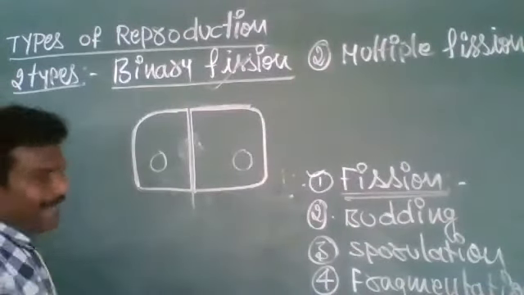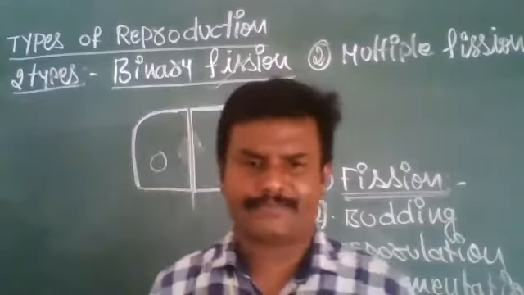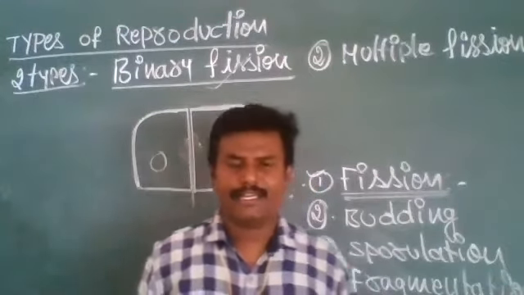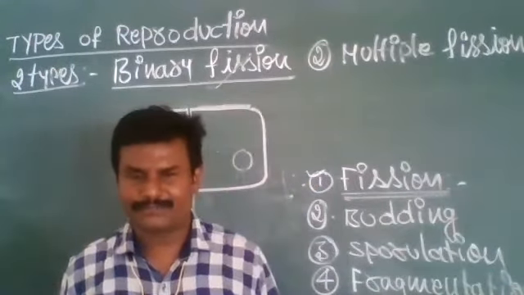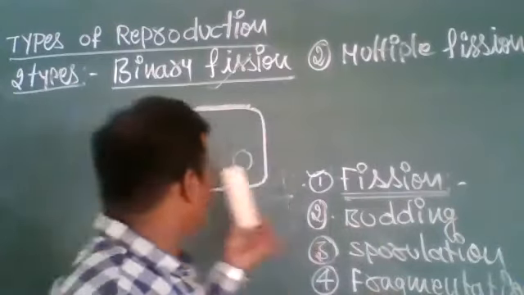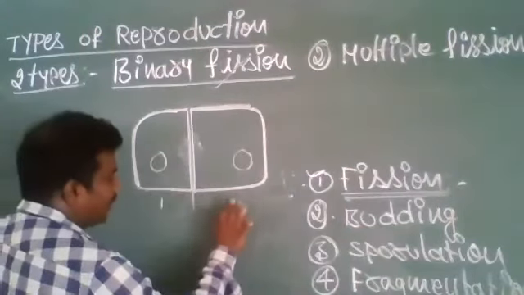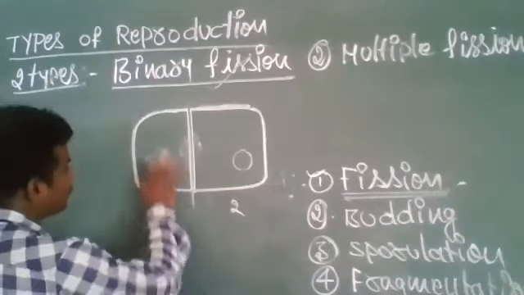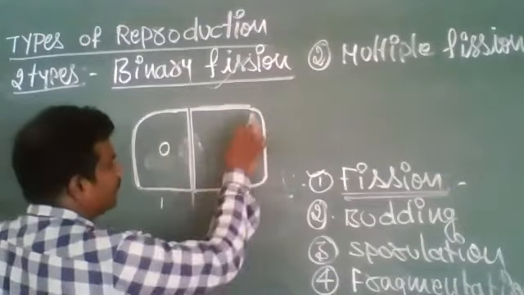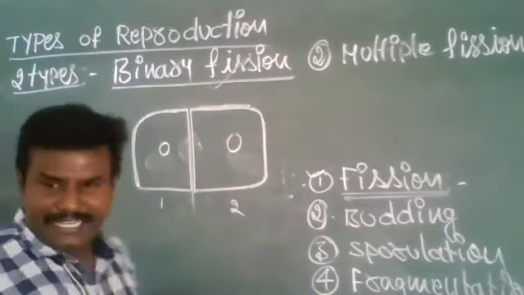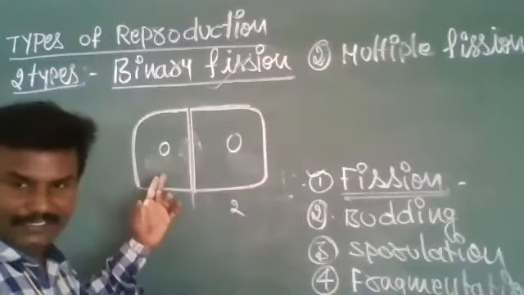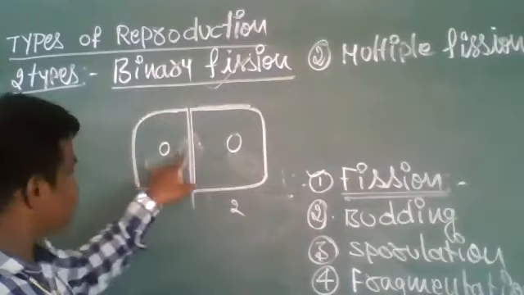Binary fission is commonly seen in amoeba, euglena, paramecium, etc. So this is binary fission. Next, it is one organism. It will grow like this way. After certain days, these are the offsprings. After some days, this is the parent.